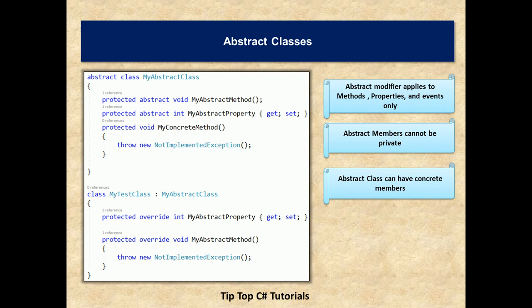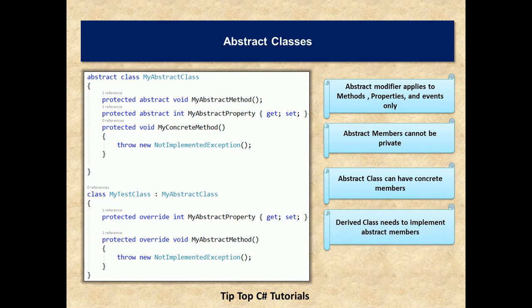An abstract class can have a concrete method. If you see here, we have two abstract members, abstract void MyAbstractMethod and abstract int MyAbstractProperty. And below that you have void MyConcreteMethod, which is actually a concrete member. So an abstract class can have a mix of both.